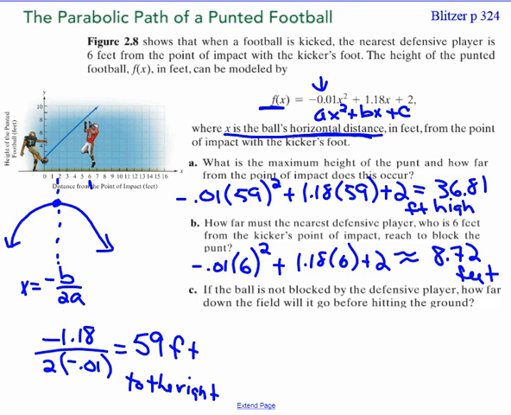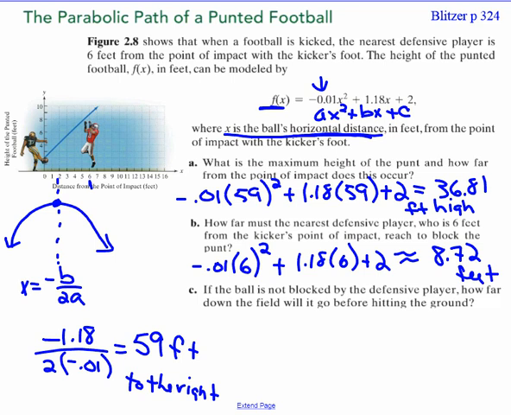Maybe likely, maybe not likely, not sure. Depends on how tall they are, how high they can jump. So it depends on a lot of things. Let's assume that it's a very short defender without much ability to jump. And if that's true, they will not block the kick, and it will continue downfield. We want to know in part C, how far downfield will it go before it hits the ground?